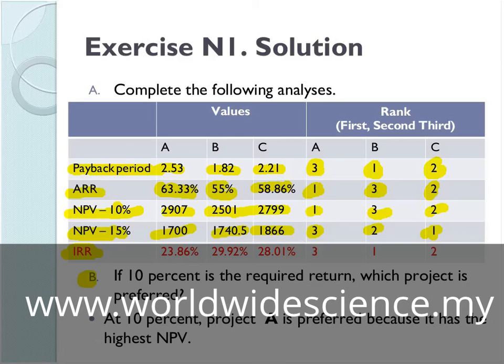So question B asks, if 10% is the required return, which project is preferred with the NPV at 10%? The answer is that at 10%, project A is preferred because it has the highest NPV, right? At the NPV, the highest is the best project. As you can see, here is the NPV at 10%, and the best project is A. Let's see the next one. Right now we are going to see the calculation in detail.